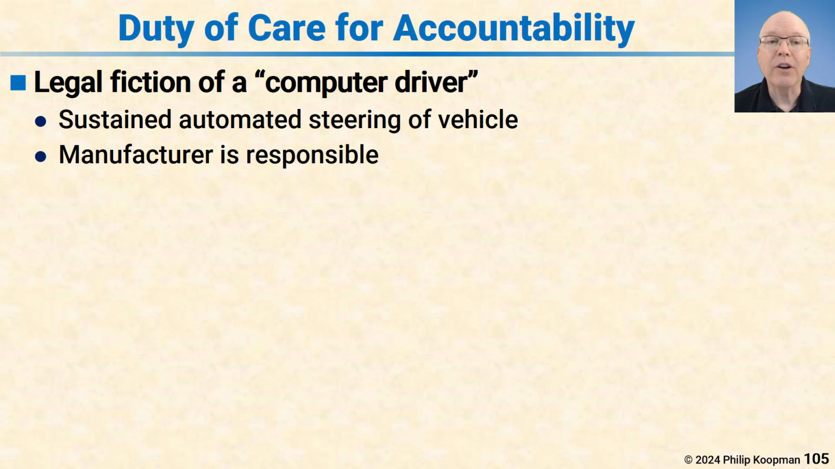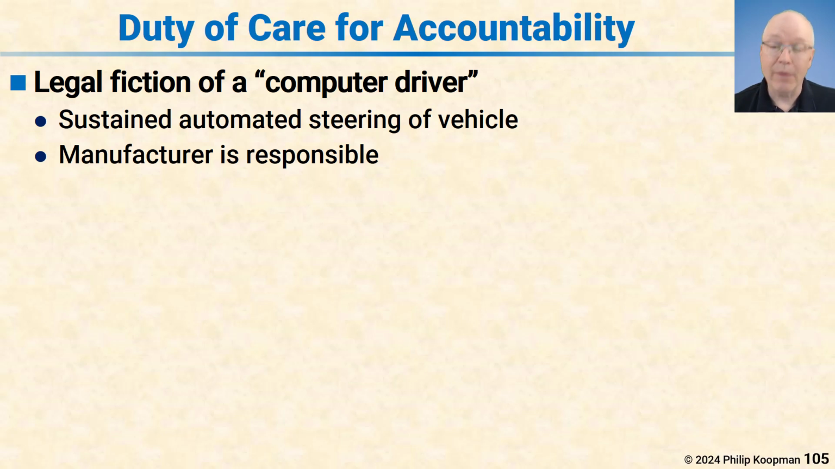To do this, we're going to create a legal fiction of a computer driver. So this is necessary because a computer isn't a person. It's not even a legal person like a corporation. A computer can't hold property. It can't sign contracts. It's not a person. And we don't want to make it a person, but we have to do something. So we're going to have a legal fiction of a computer driver, and we're going to define that as a sustained automated steering of a vehicle. Any computer that does sustained automated steering, that's a computer driver.